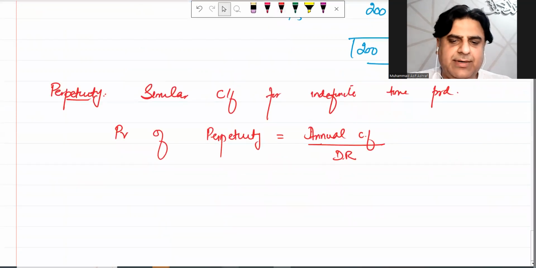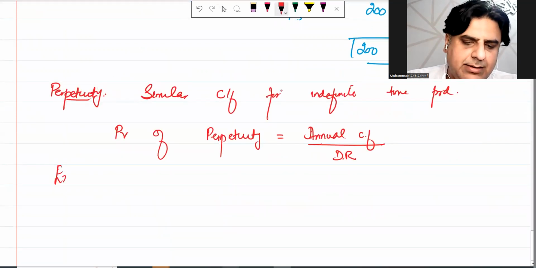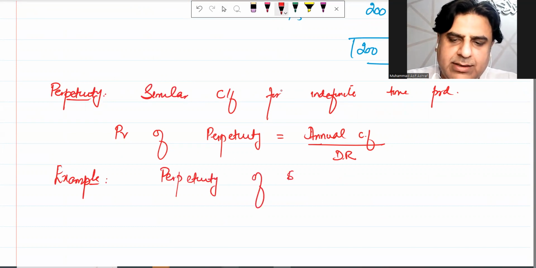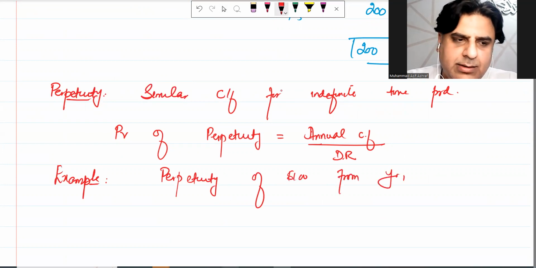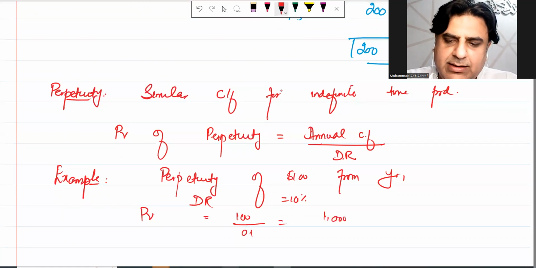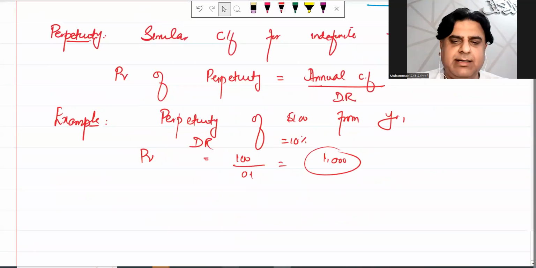Let's have an example first. We have a perpetuity of $100 from year 1. Discount rate is 10%. So what is the present value? 100 divided by 0.1. This is 1000. Another example.